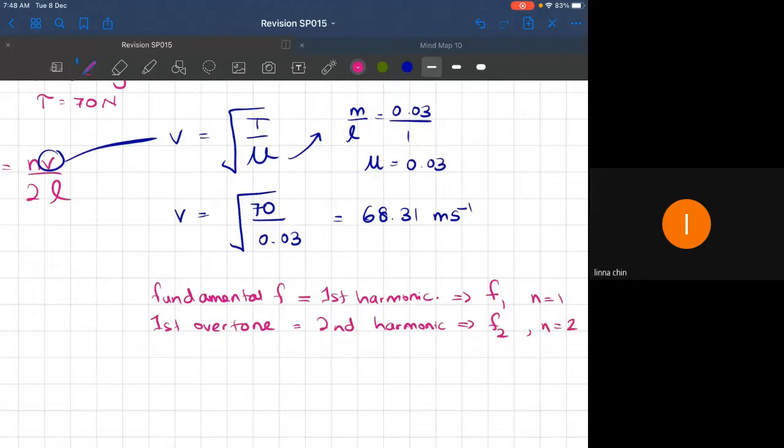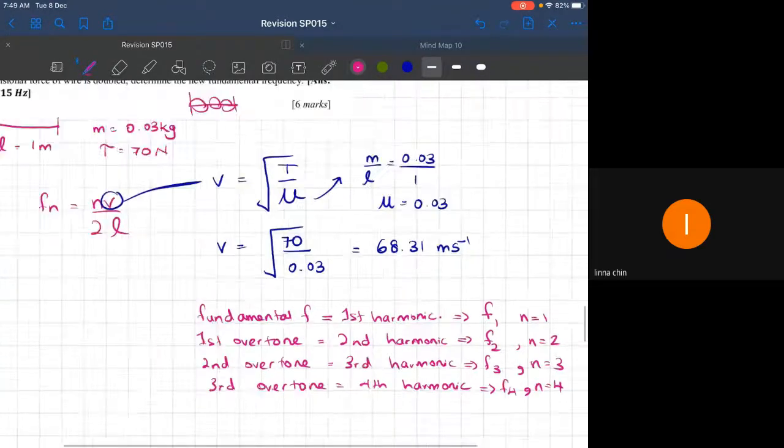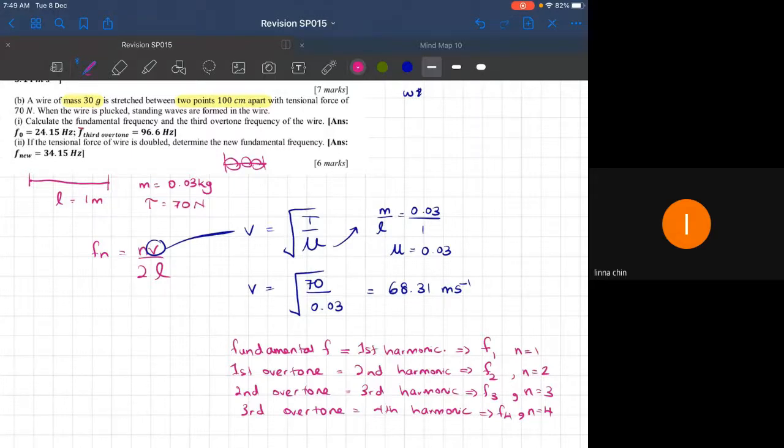Okay. And then kita ada second overtone ataupun nama lain dia adalah third harmonic. So ni akan jadi F ketiga lah ataupun N sama dengan 3. Okay. And then kita ada third overtone, which is sama dengan fourth harmonic, ataupun kita cakap sebagai F4 lah ataupun N sama dengan 4. Okay. So sekarang ni soalan ni dia nak apa? Dia nak fundamental, maksudnya dia nak F1, dengan dia nak third overtone maksudnya F4. Okay. So kita pun carilah satu-satu.